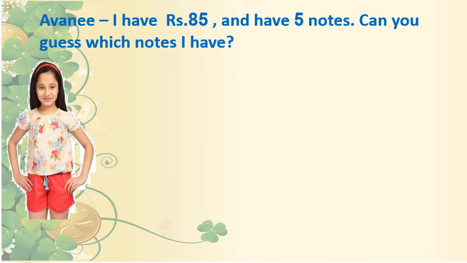Now, she is Avni. I have rupees 85 and have 5 notes. Remember here, the total money that she is having is 85 rupees. Okay. And how many notes she has? 5. 5 notes together should make 85. Okay. Can you guess which notes I have? Okay, we will see here. 5 notes and 85 rupees. Yes, we have some options here.